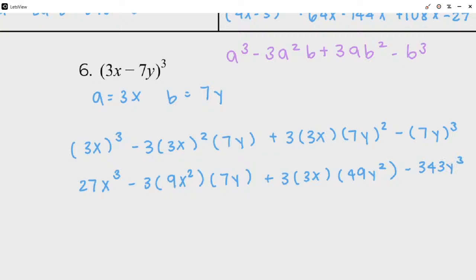So now I'm just going to multiply in the areas where I didn't. So this would be 27x cubed minus 189x squared y plus 441xy squared minus 343y cubed. And that's it.